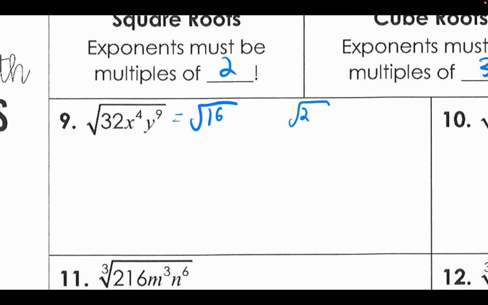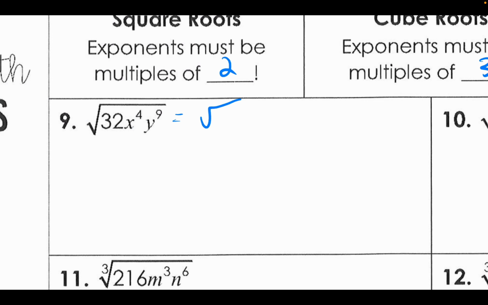Now, we said x, they must be multiples of 2, so we want to take as many, we want to think essentially, what's a good way for me to phrase this here? We want to say, okay, is 4, scratch that. I'm going to change up what I'm saying here.